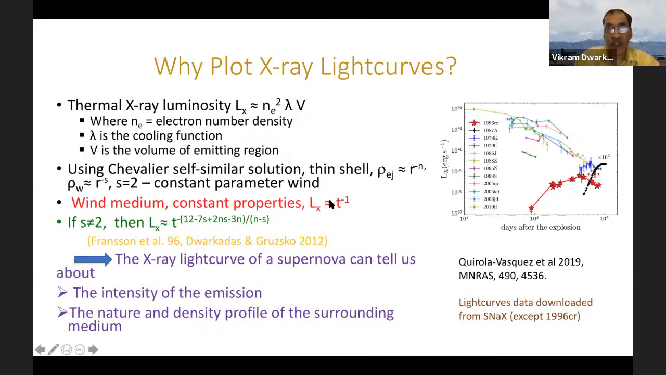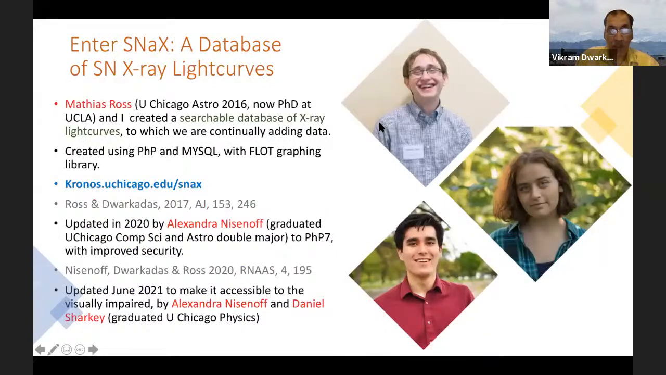So we wanted to study a lot of supernova light curves. And the thing we realized is that there were many databases which gave you optical emission from supernovae, but there was almost nothing that gave you the X-ray emission from supernovae. And so we decided that we'd make a database that gave you the X-ray emission from supernovae. And so that's where SNaX came about.